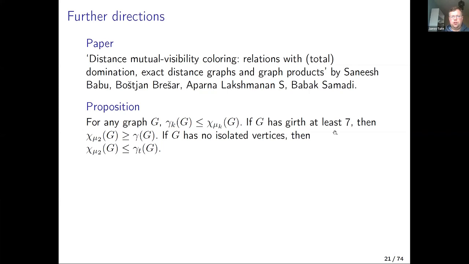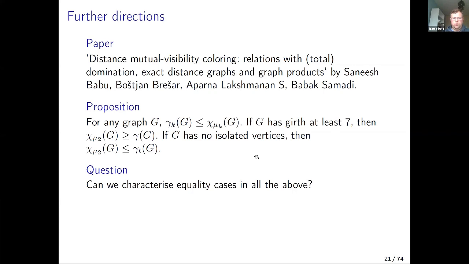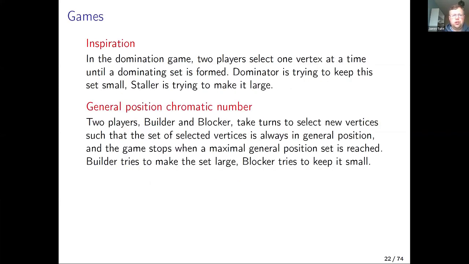And also, if the graph has girth at least 7, then chi mu 2 is bounded below by the domination number. And also, if G has no isolated vertices, then chi mu 2 is bounded above by the total domination number, which is rather similar to our result, but independent. So these are all very interesting results. And I wonder, can we characterize the equality cases in any of the things we've just spoken about? I don't know. I think that's an interesting direction to pursue.